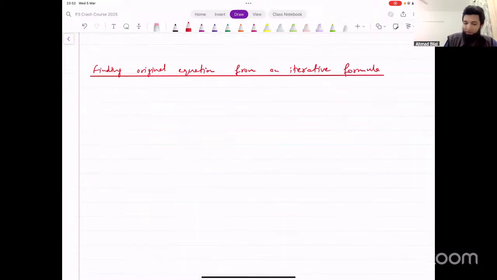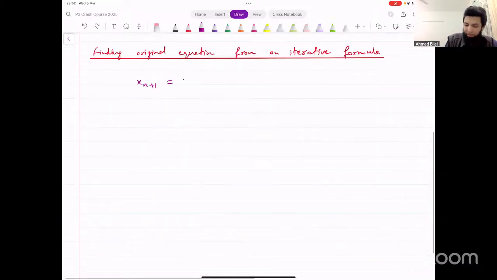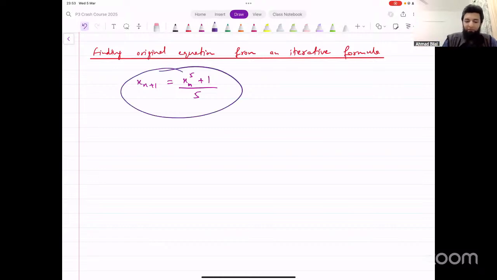How would this work? Let's say I have this iterative formula, xn plus 1 equals (xn raised to power 5 plus 1) whole divided by 5. This is an iterative formula that I have. What I want to do now is go back to the equation that this iterative formula comes from. All right. How do I do that?